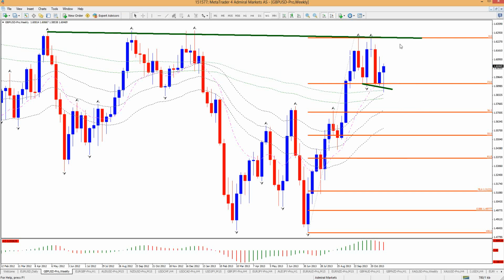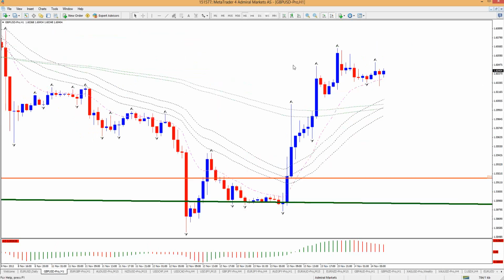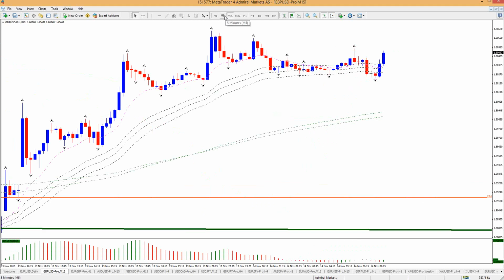And this resistance trend line is probably holding the cable, I would say. So that's what I would expect. But still, before that happens, we could have a small upside. Alrighty. Let's take a look at something else. Maybe the Aussie.